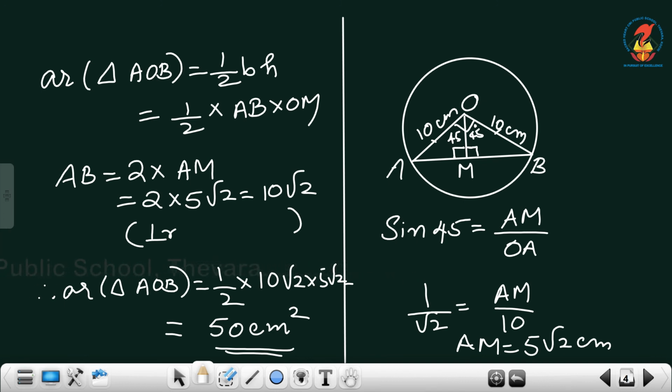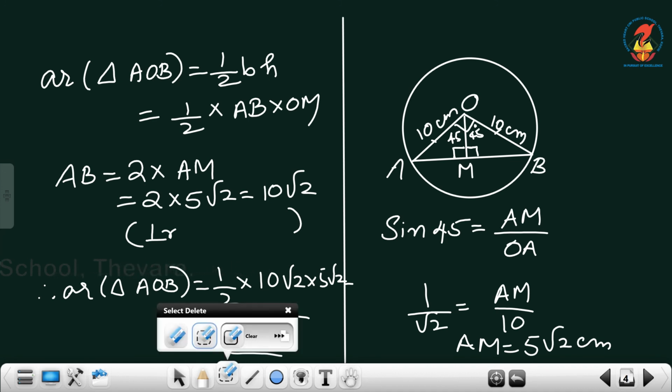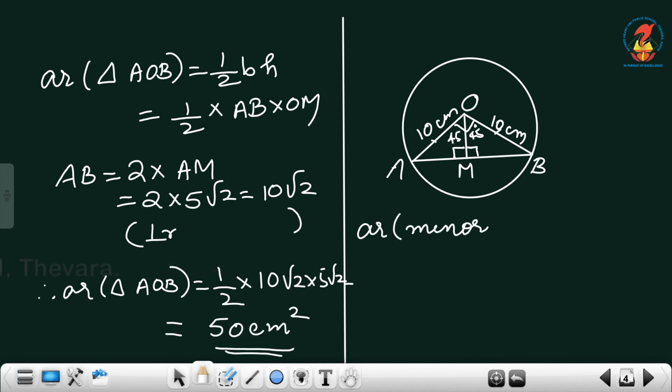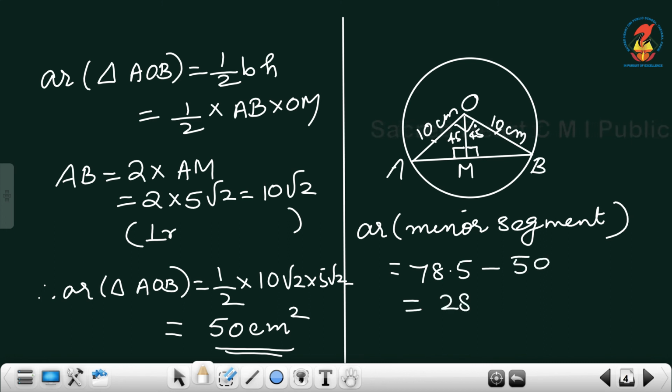So we got area of the sector and area of the triangle. So, area of the minor segment. Area of the minor segment is equal to area of the sector. What's the value of area of the sector? 78.5. 78.5 minus 50, which is equal to 28.5 centimeter square. This is the area of the minor segment.